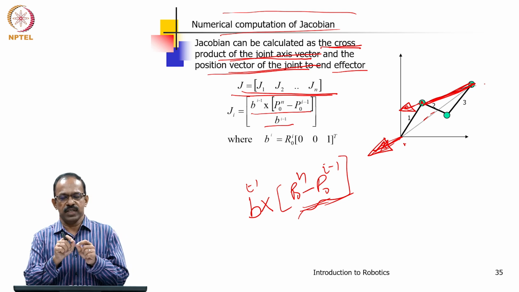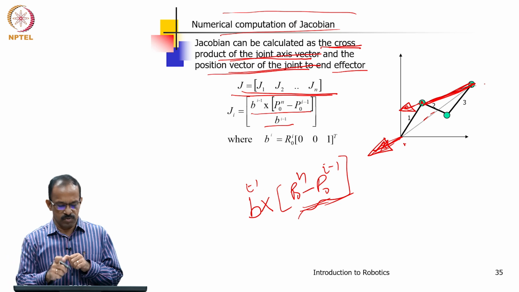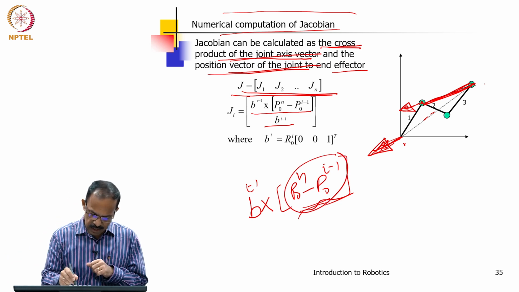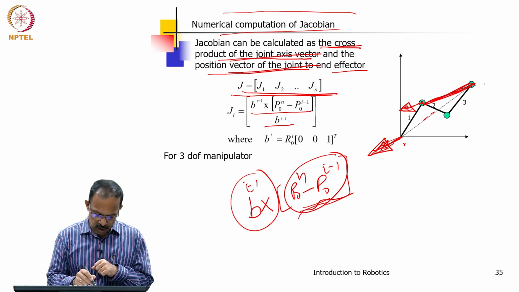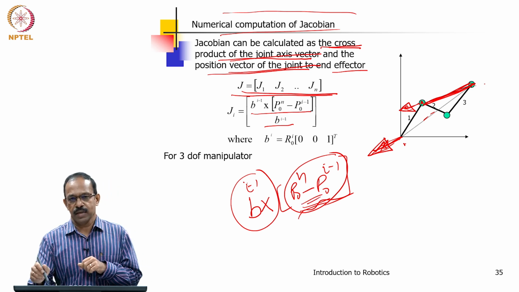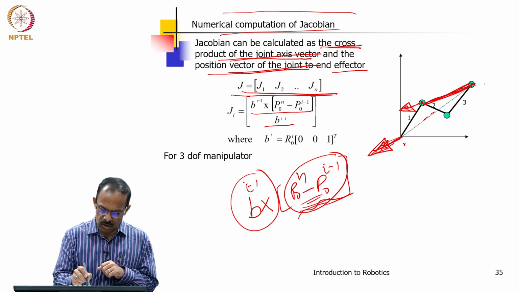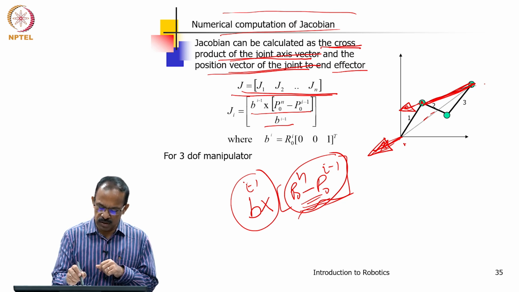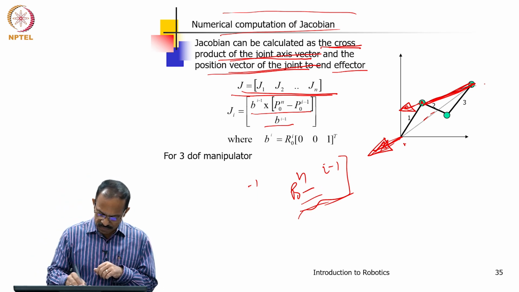That gives the position vector from n I minus 1 to the tool tip. So, this gives you the position vector and this gives you the joint axis I minus 1. So, the cross product of the joint axis with the position vector gives you the velocities. That is what is actually given here, b I minus 1 cross p n 0 minus p 0 I minus 1. Okay. That gives you the linear velocity part.